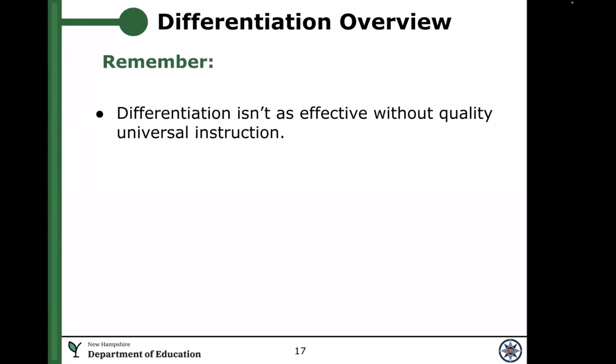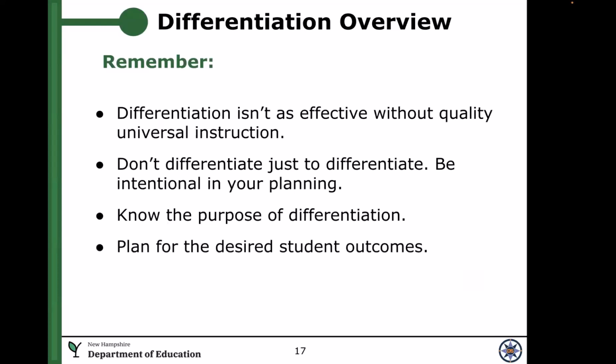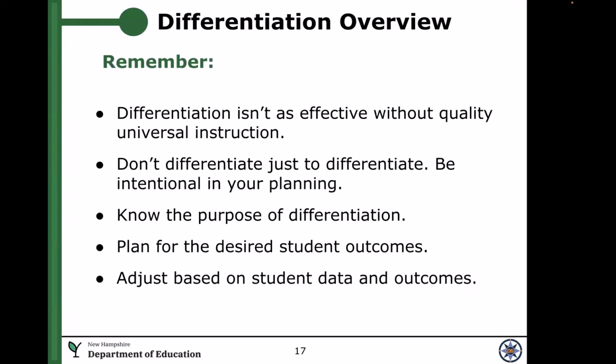So just things to keep in mind, right? We need good quality universal instruction. We're not going to differentiate just to differentiate. We're going to be intentional in how we're planning. We want to know why we're differentiating and what the purpose is. And again, those student outcomes are key, and we want to adjust based on what we're seeing students do now and what their outcomes are.